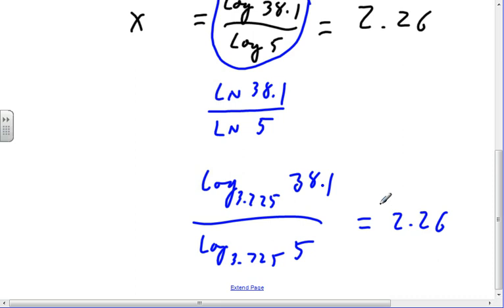All right. So there's always another way to work the problem. I chose to use natural logs instead of common logs because it saved a keystroke.